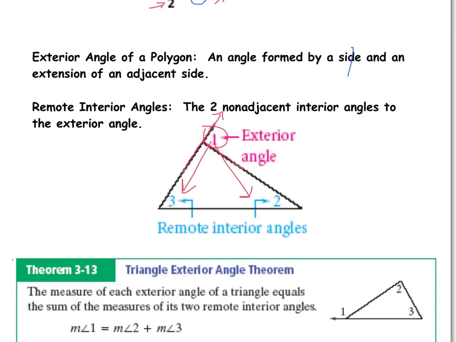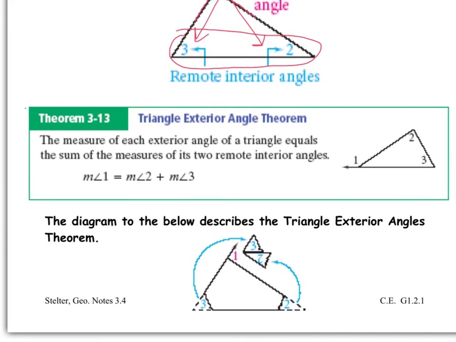Now the triangle exterior angles theorem basically says that this exterior angle is equal to these two added together. That's what it says. So looking at the picture, angle 1 equals the sum of 2 plus 3. And that will help you out. That'll allow you to solve more equations and allow you to solve them simpler.